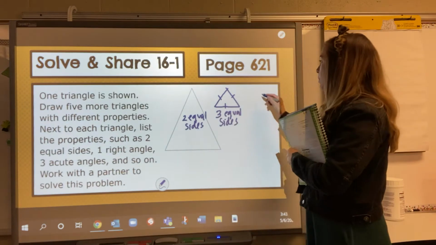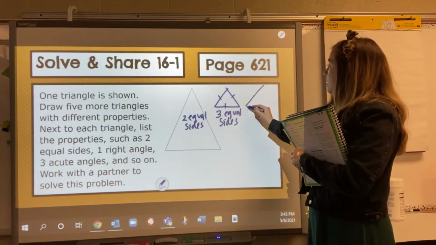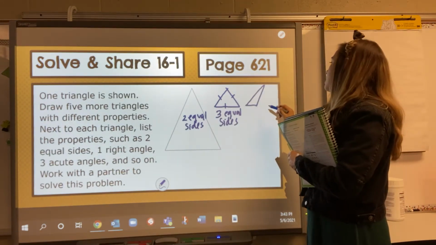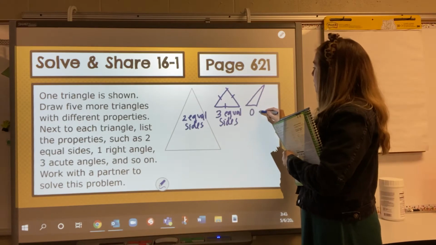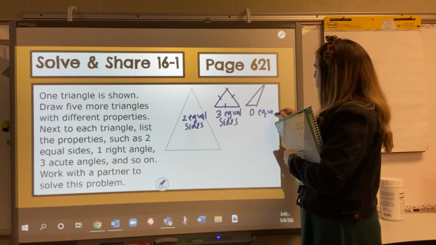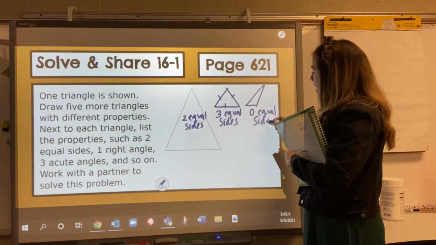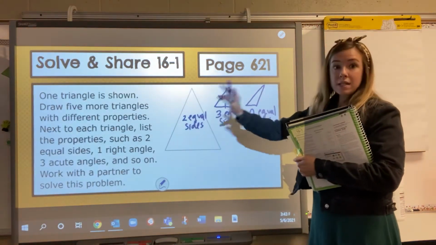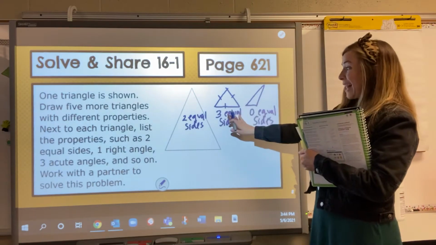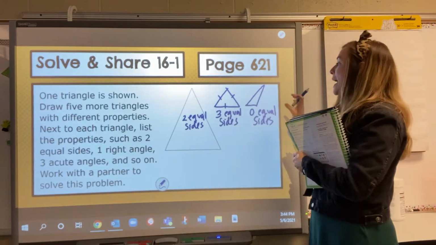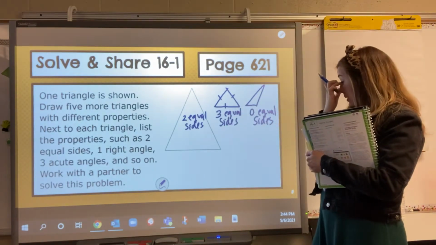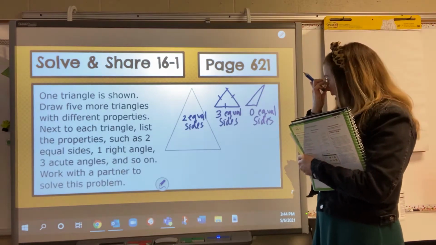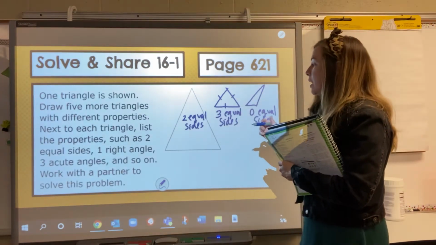And then I'm going to draw one that would have maybe a longer, a short, and a long. And this would have 0 equal sides. And really we have names for each of these kinds of triangles. This is an isosceles when you have 2 equal sides, equilateral for 3 equal sides, and scalene for 0 equal sides. There's another way to classify triangles, and that is with angles.